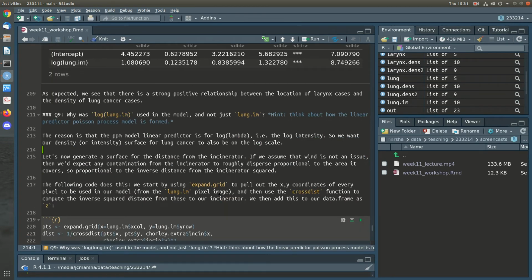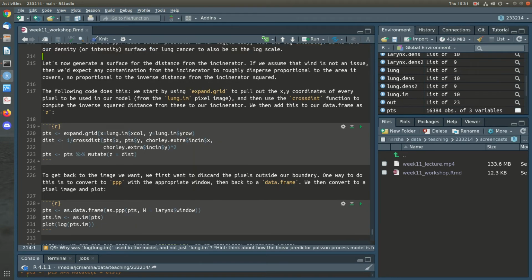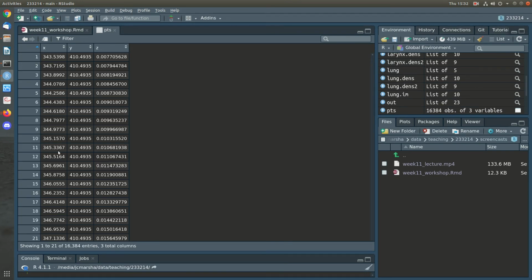First we're going to have to do a bit of work in order to get the distance to the incinerator. So this is what this code starts with doing. Let's have a look and figure out what this is doing. We're making a grid of all of the X coordinates from the lung cancer density and all of the Y coordinates from the lung cancer density. If we have a look at points, that's generating their X and Y. So we've got each X variable for every Y, all possible combinations of X and Y. That's just all the pixels that we have.